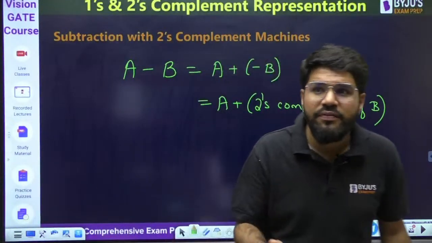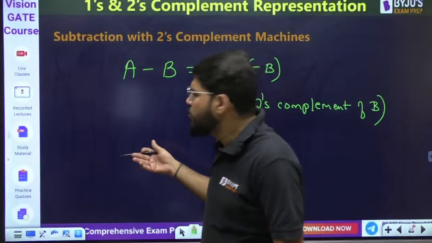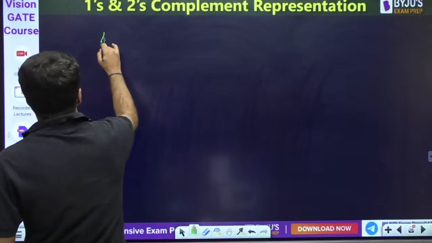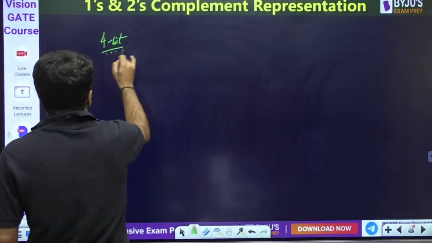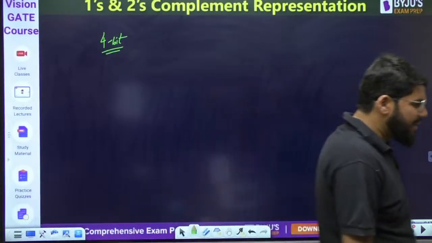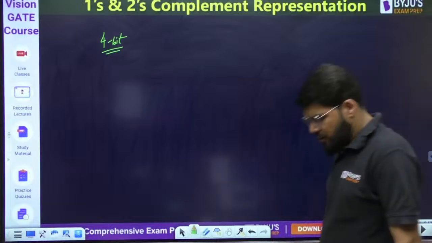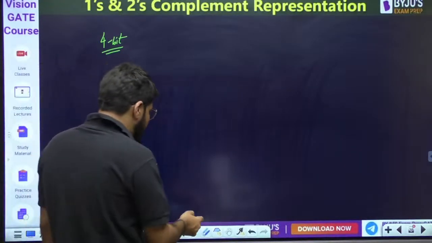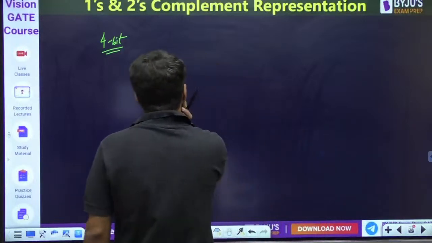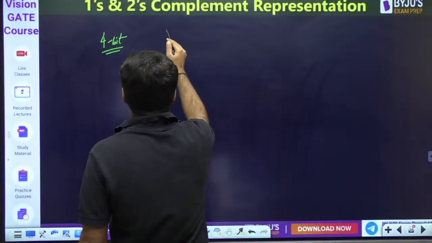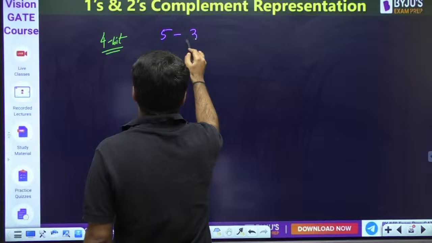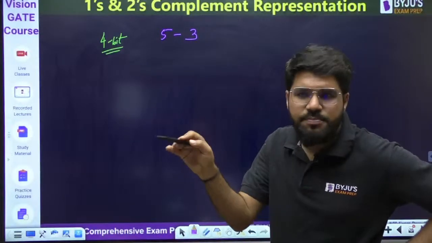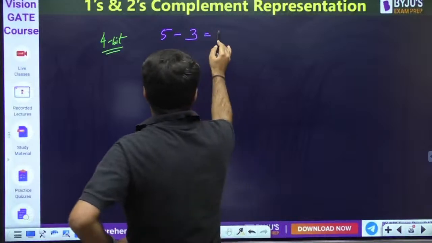Okay, let's prove it with some numbers. Let's understand with some numbers. For example, let us take the very, very simple 4-bit case. Suppose you are performing a subtraction, 5 minus 3. I will tell you both, small minus big and big minus small. So 5 minus 3 is 2.